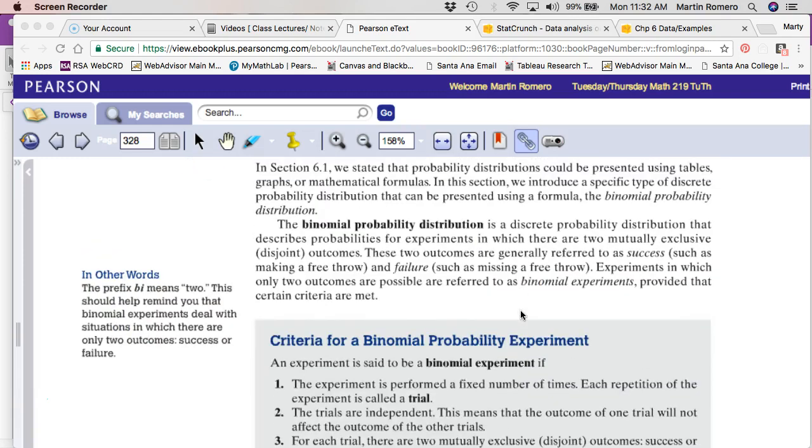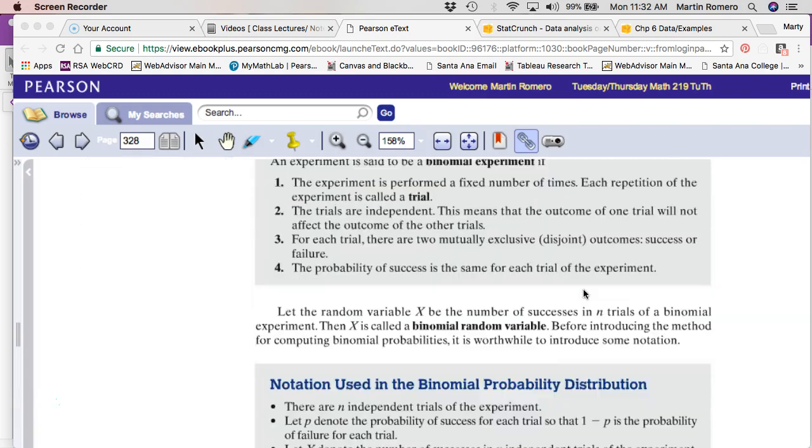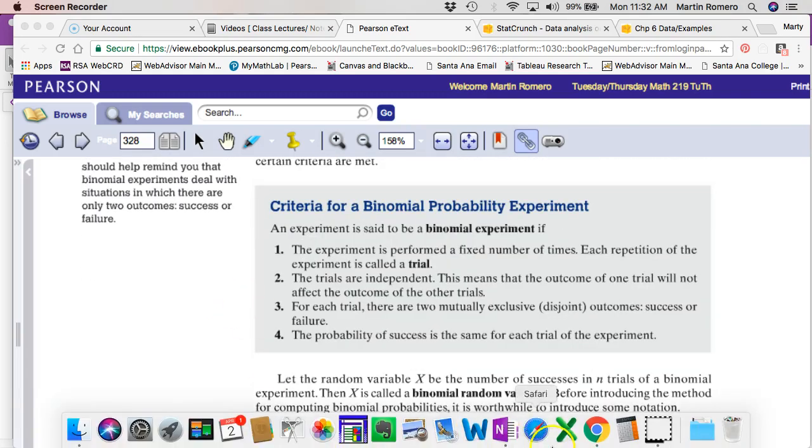And a binomial probability distribution involves situations where there are only two outcomes, and many times we refer to those outcomes as success or failure, depending upon what we define as success, the thing we're looking for. And experiments in this case are called binomial experiments because, again, binomial means two outcomes. And so let's go ahead and take a look at our note sheets.